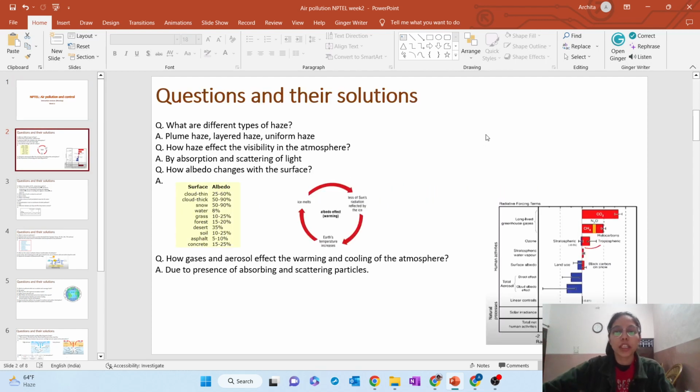Now, in this lecture series, Sir has talked about different sources of air pollution, natural and anthropogenic, and point sources, like moving sources.